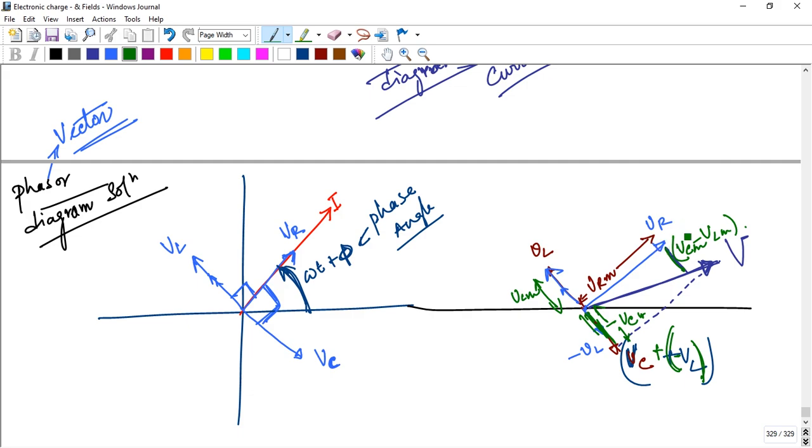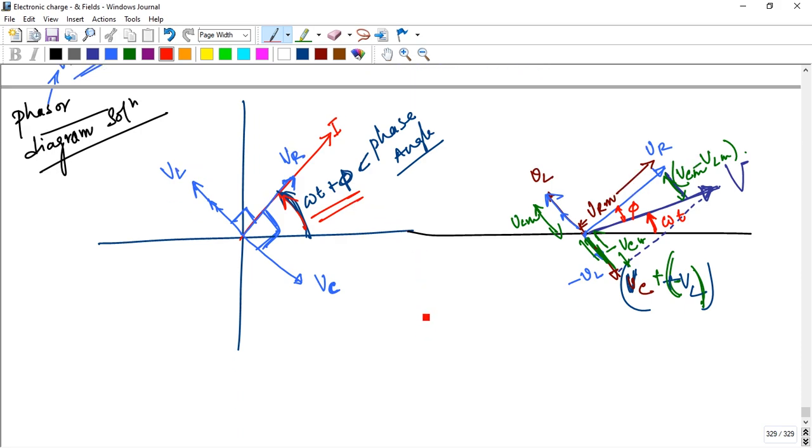This gap, and now you see that there is omega t plus phi. So this angle, the final V, is omega t, and this angle is phi here. That's why this total angle is omega t plus phi. That's the phasor diagram here. So the phasor diagram shows the relation between VL, VC, and VR.